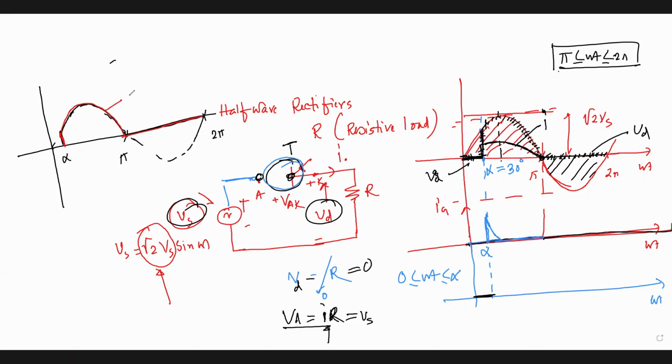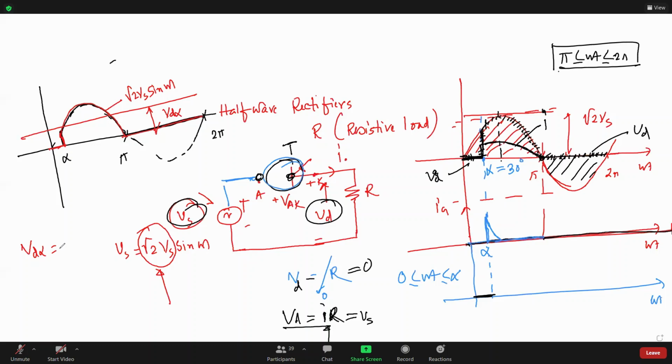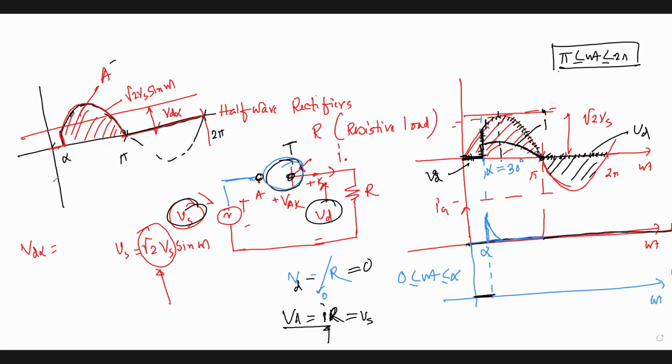This is your root 2 Vs sine of omega t, and this is 0. So I want to find out the average value, Vd alpha. How can we find the average value? What is the process? We have to get the area and divide it by the time period, right? Yes, sir. So how to get the area?